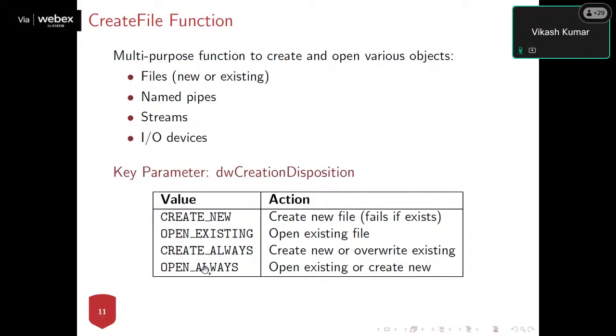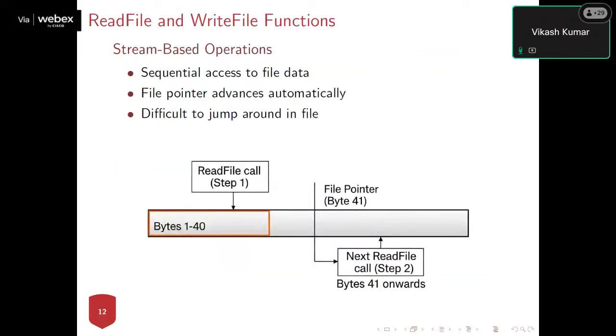Okay, so the parameter values are basically: if you want to create a new file, or if you want to open an existing one, or open existing or create new, these are the various disposition values that we can provide to this CreateFile function.